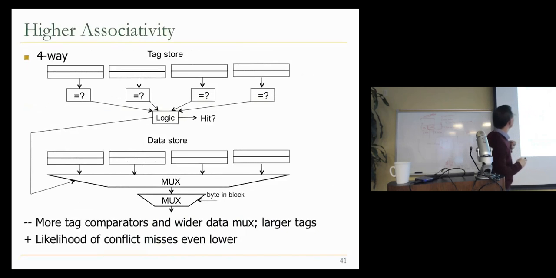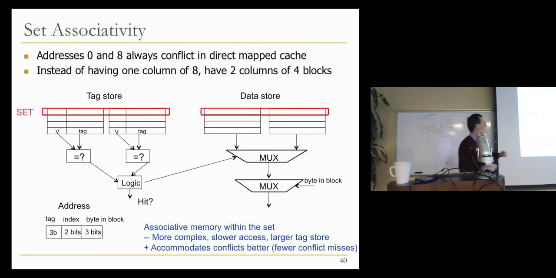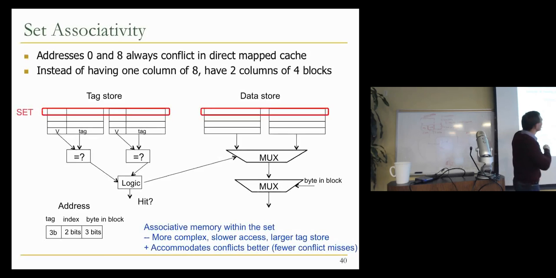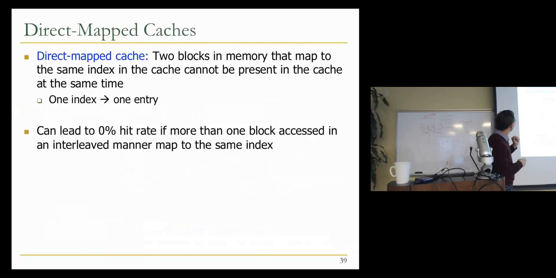Okay? So you could take this to the next step. You can get higher associativity. Now, you could actually play the devil's advocate for this, right? What if you have four blocks that you keep accessing repeatedly? 0, 8, 12, 16. Well, that's not what I wanted, actually. 16, 32, right? Is that what I wanted?